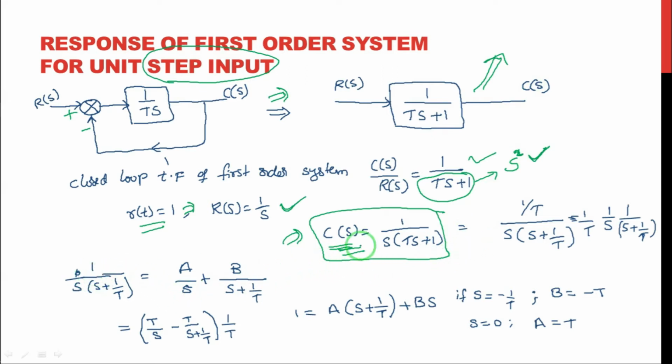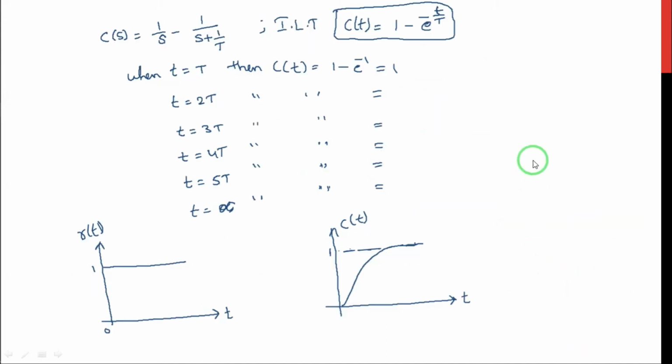Now take the partial fractions. To take the partial fractions, here 1 by T is taken as a common parameter. So 1 by T is the common term. I will leave it here, I will add it in the last step. After taking the partial fractions, I will get the A value and B value, that is T, and the B value is minus T. Okay. So this is the C of S, the output response in S domain.